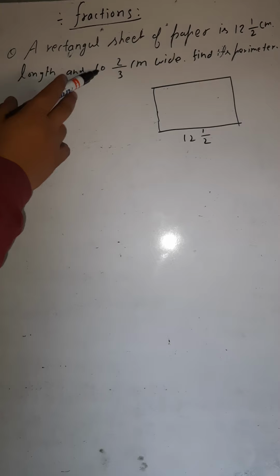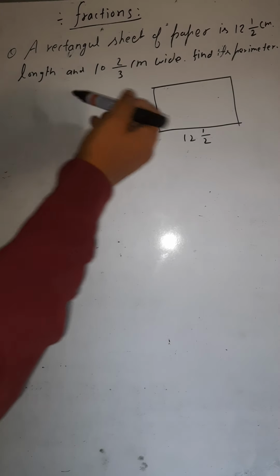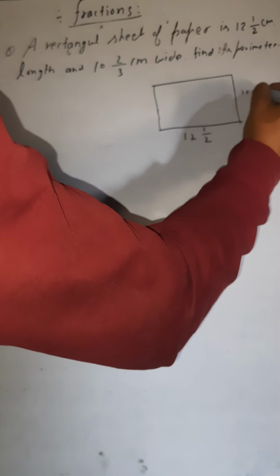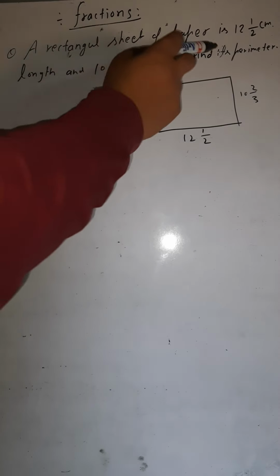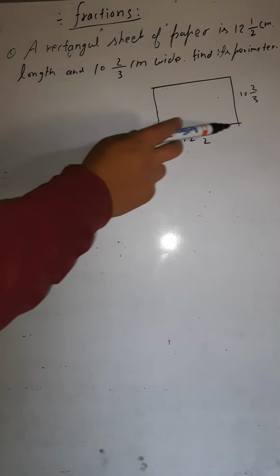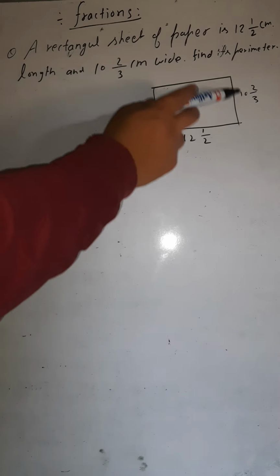And width also has been given, the wide. This is the width here, 10 whole 2 by 3 centimeter. So similarly, this one also would be 10 whole 2 by 3 centimeter. Okay. Now you have to find its perimeter. Perimeter means sum of all sides. This plus this plus this plus this. So total would be the perimeter of the rectangle.